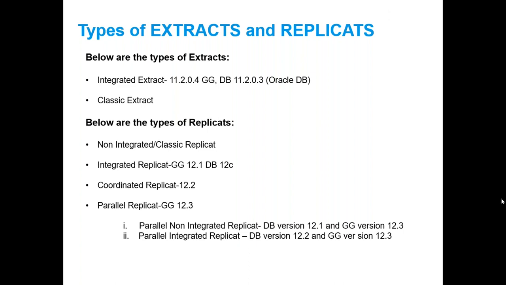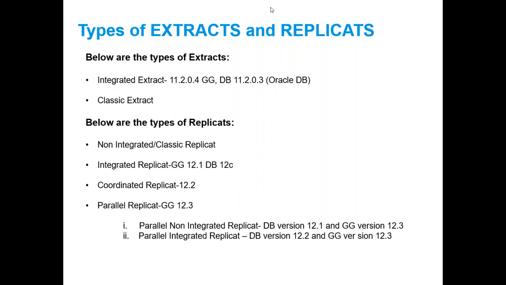The thing is, with the introduction of microservices, we have an additional architecture in GoldenGate. Now in GoldenGate, whether it is classic or microservices, you have different types of extracts available and different types of replicates available. So when we talk about integrated, that means integrated is a type of GoldenGate extract. And when we talk about microservices, it is a type of GoldenGate architecture.